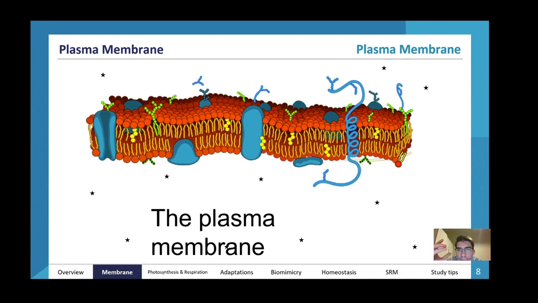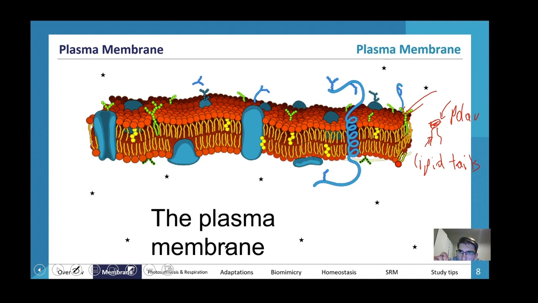But what is it made up of? Well, the plasma membrane is made up of a phospholipid bilayer. The phospholipid bilayer is essentially made up of units which we call a phospholipid. A phospholipid is this molecule with a polar phosphate head and non-polar lipid tails.